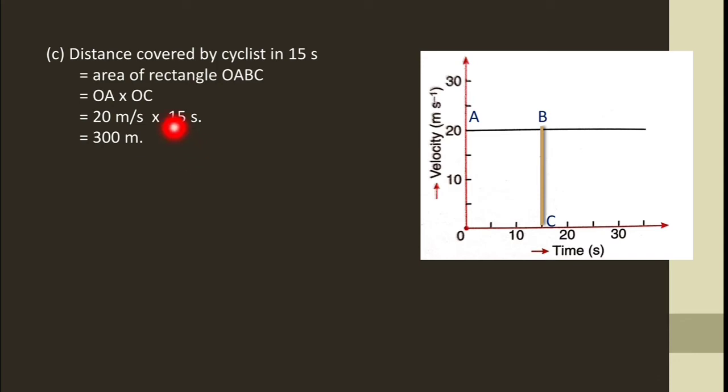So this rectangle OABC gives the magnitude of distance covered by the cyclist in 15 seconds. Hence we can write, distance covered by the cyclist in 15 seconds is equal to the area of the rectangle OABC. And you know the area of a rectangle is length into breadth. So we can write the area of rectangle OABC as OA, which is equal to 20 meter per second, into OC, which is equal to 15 seconds. Here we can simply put the values, 20 meter per second into 15 seconds, and it comes out to be 300 meter. It means that the cyclist has covered a distance of 300 meter in 15 seconds. So our problem is solved.